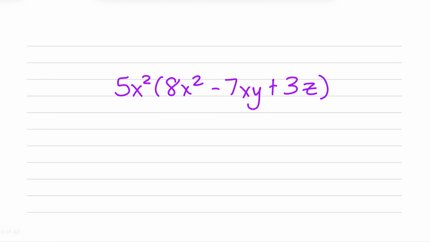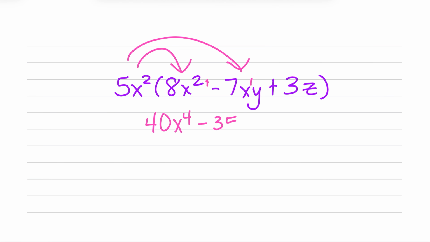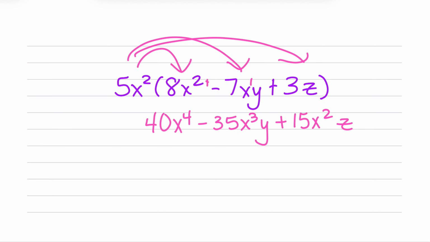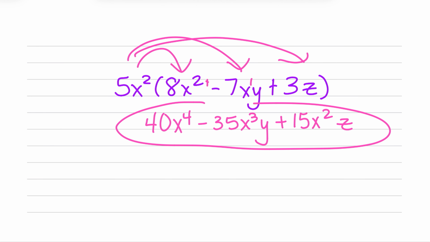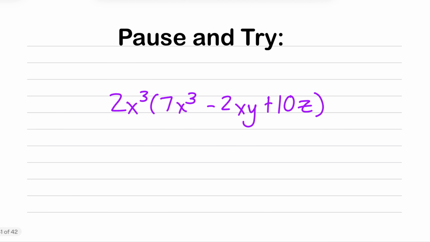Okay, let's go ahead and use arrows to do the same problem. We have 40x to the fourth minus 35x cubed y plus 15x squared z. Now it's your turn. Please pause the video and give this a try.